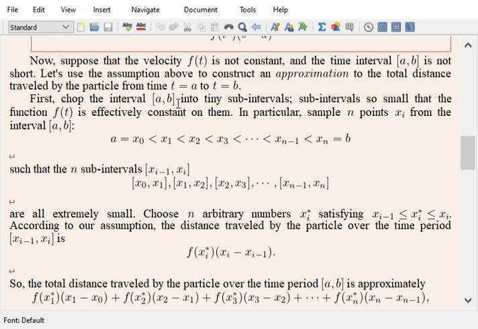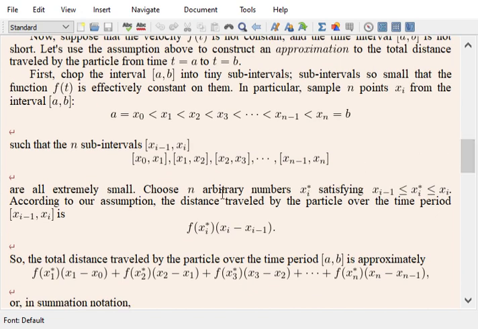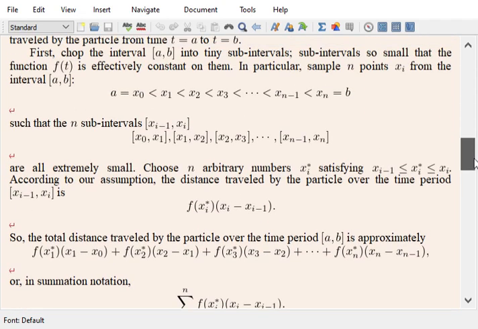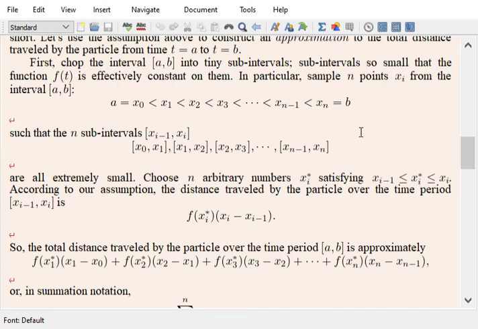So, let's take the whole interval a b and chop it into tiny subintervals. Subintervals so small that the function is effectively constant on them. In particular, we're going to sample n points. So x sub 0, which is equal to the left endpoint, x1, x2, x3, all the way up to xn, which equals the right endpoint. And then that gives us a bunch of subintervals. So x0 to x1, x1 to x2, x2 to x3, and so on. And we are going to chop the interval in such a way that all of these subintervals are extremely small, small enough that the function is effectively constant on them.